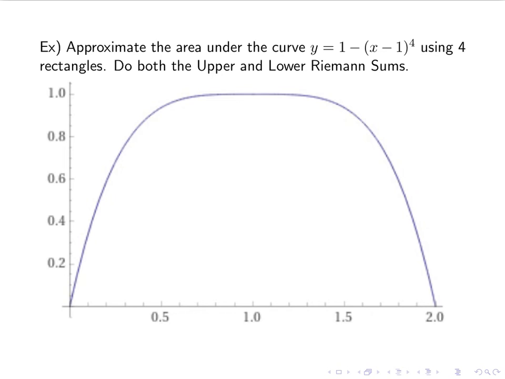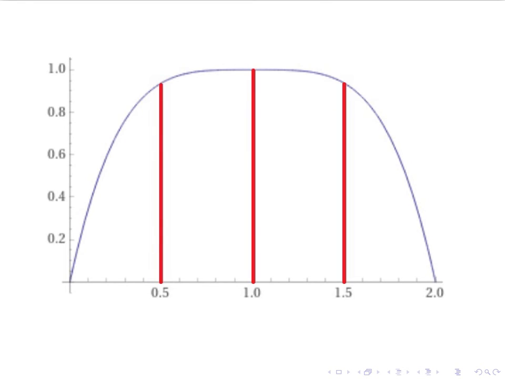For our last example, we'll approximate the area under the curve y equals 1 minus (x minus 1) to the 4th using 4 rectangles. We'll do both the upper and lower Riemann sums. So when we divide our x-axis into our 4 segments, we're going to notice that each width is going to be 0.5. So instead of that 1 that we had before, our width or our base is going to be 0.5 each time.